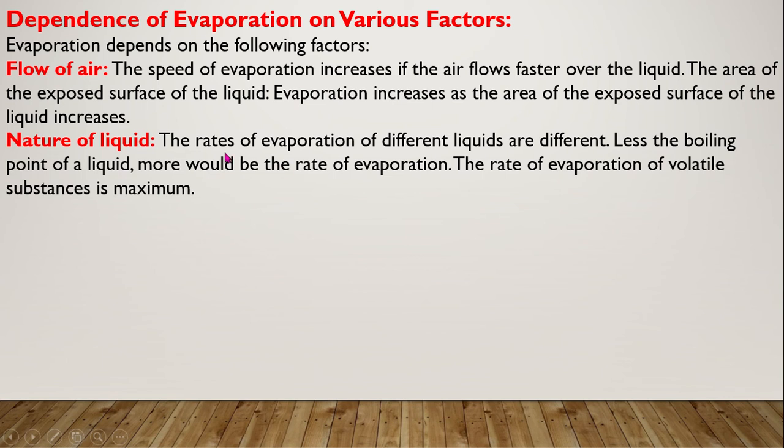Nature of liquid. The rates of evaporation of different liquids are different. The lower the boiling point of a liquid, the higher the rate of evaporation. The rate of evaporation of a volatile substance is maximum. A volatile substance, you know, goes from solid directly into gaseous state, and the rate of evaporation of a volatile substance is the maximum.